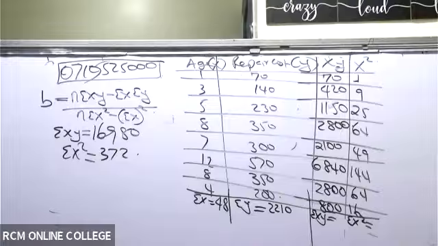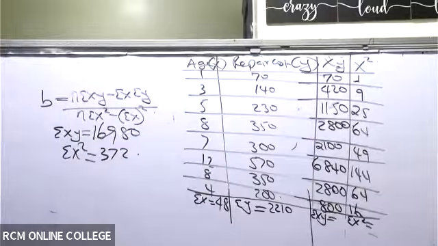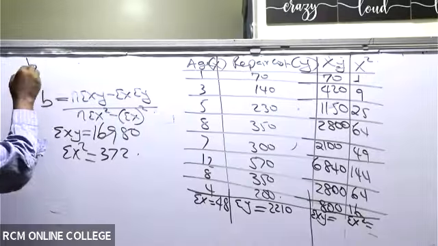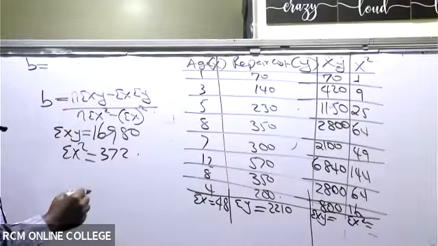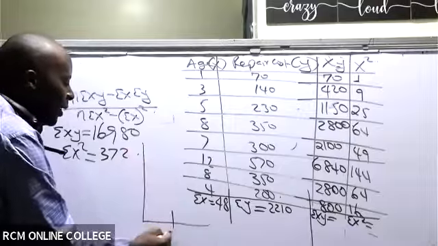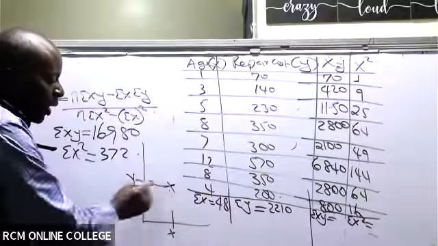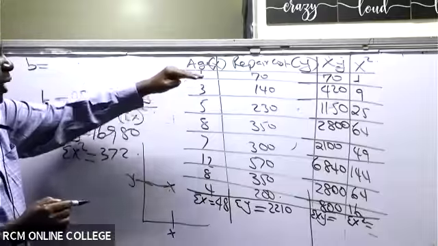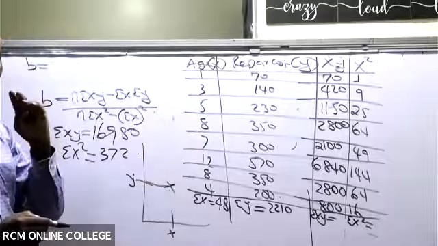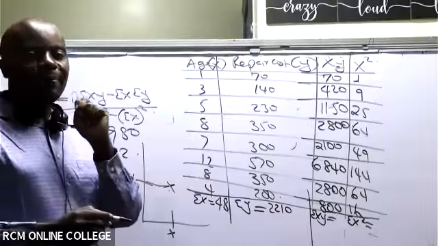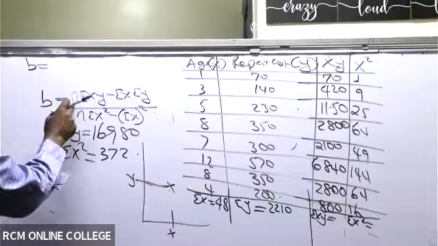So then please go ahead and do proper substitution here. Give me the value of b. To get b, I have n, the number of data points. Remember, a data point on a Cartesian plane is normally defined by x and y. So this is data point 1, 2, 3, 4, 5, 6, 7, 8. So our n is 8. I'm plugging in here.